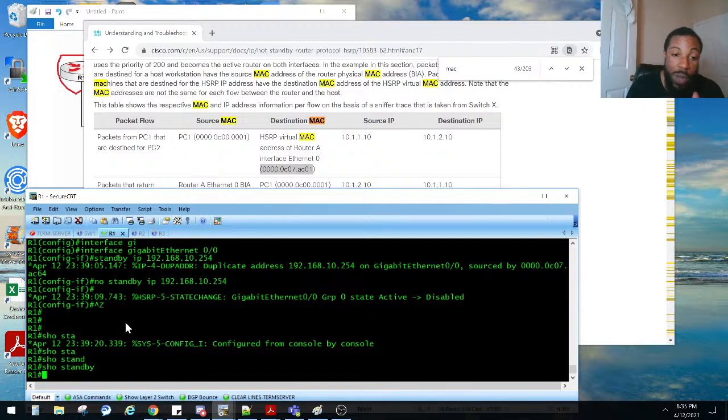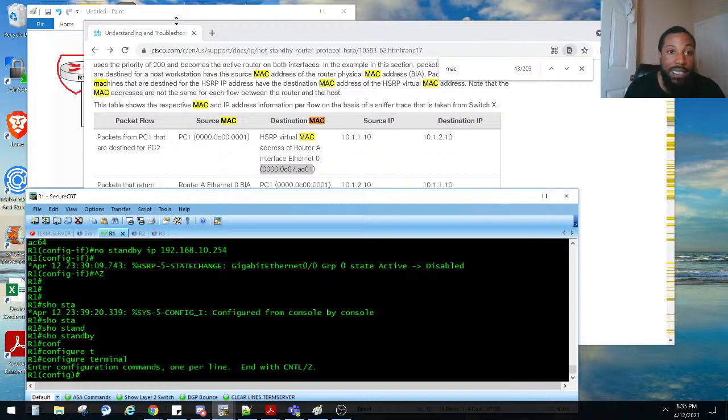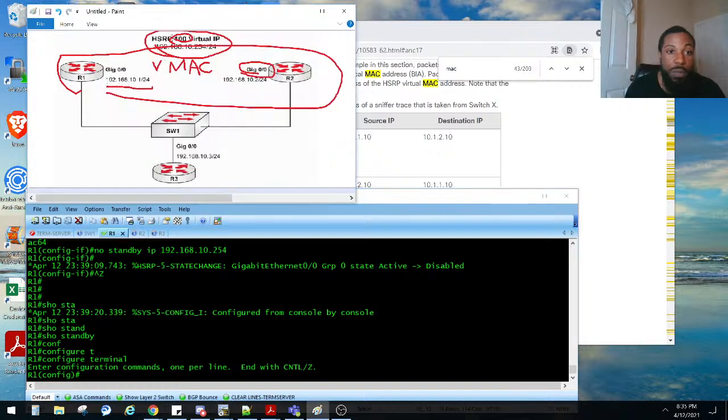So if I do a show standby now, let's see what we got so far. Nothing, right? So we basically wiped the config clean. So now let's put the correct HSRP group we were going to put those guys in, right? So we go to global config mode, we go back to this interface right here and put him in HSRP 100, right?